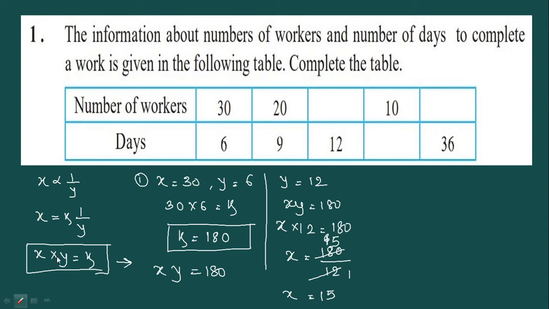So what we can write over here? See, when y is 12, the number of workers which were working were 15. Now let's start solving the second condition. See, in the second condition, we are having x is equals to 10. So what it will be? xy is equals to 180. Correct? Now see, 180. So we want y.